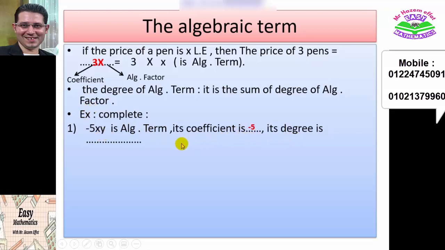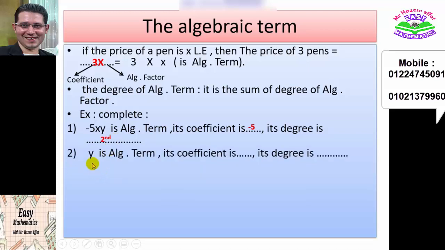And what about the degree? I told you before, we must find the power above each symbol here and add them. We don't have any power above x or y here, so it is considered 1. When we have any letter or symbol without any power, its power is considered equal to 1. So when we add them, 1 plus 1, it will be of the second degree.